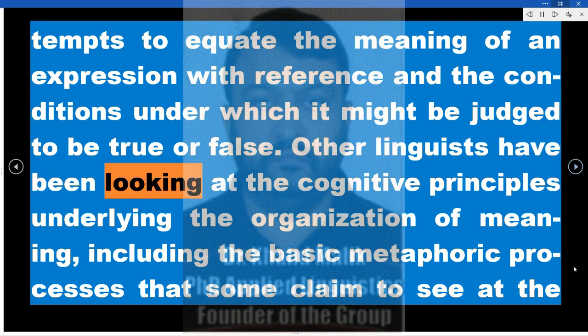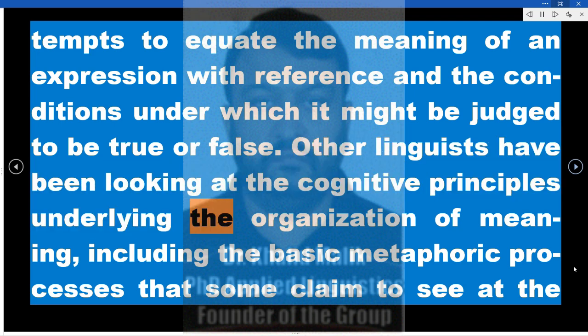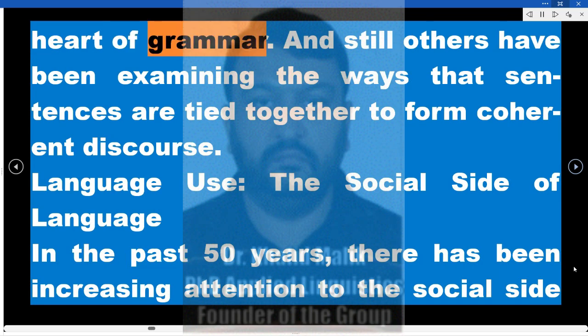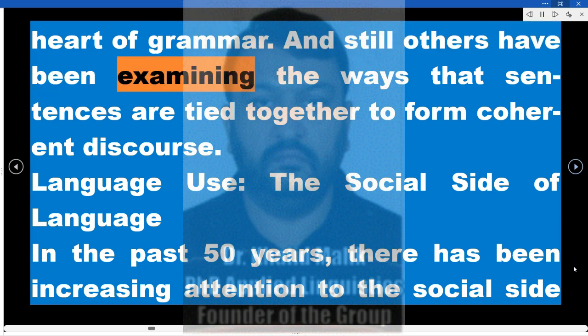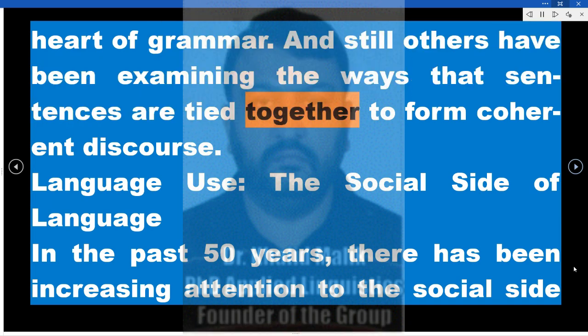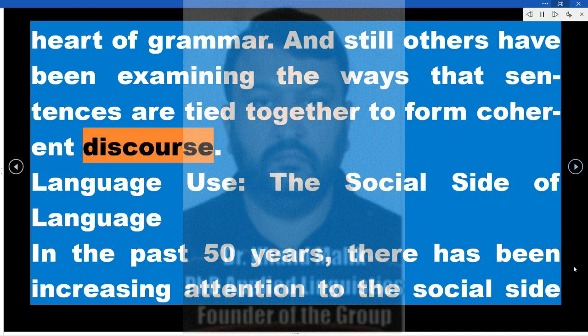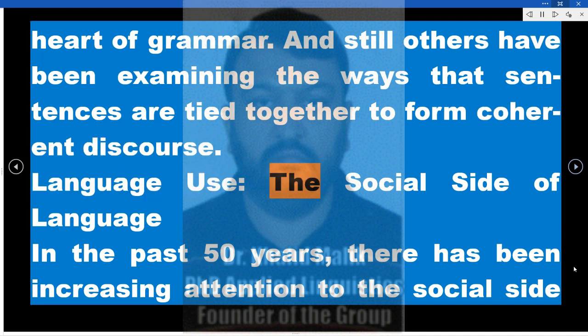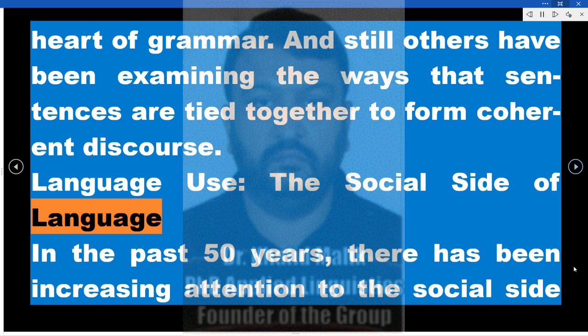Other linguists have been looking at the cognitive principles underlying the organization of meaning, including the basic metaphoric processes that some claim to see at the heart of grammar. And still others have been examining the ways that sentences are tied together to form coherent discourse. Language use, the social side of language.